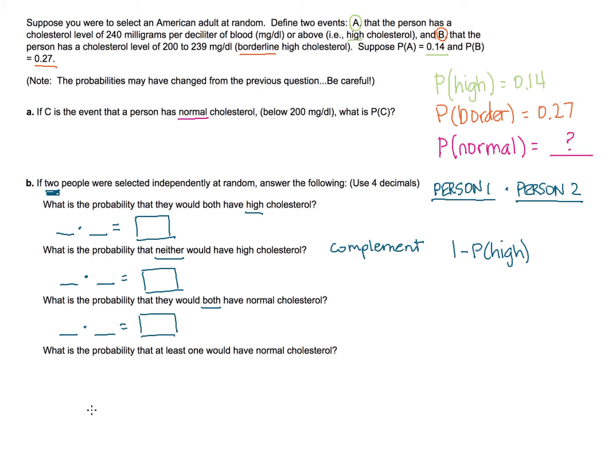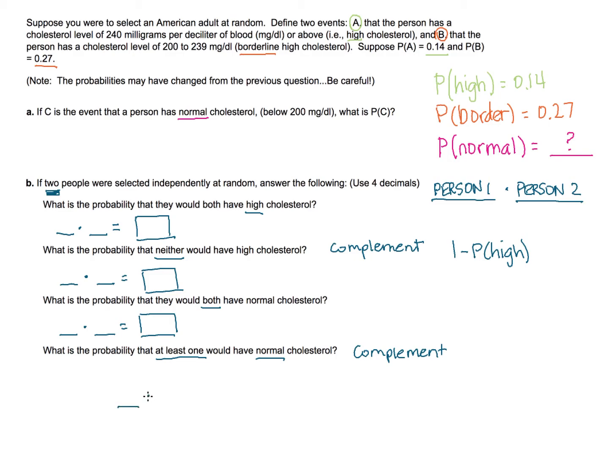And this final one is the most challenging out of all of them. The probability that at least one would have normal cholesterol. So you probably remember whenever we were talking about complements previously that whenever you see something that says at least one, a lot of times it's easier to take the complement of that, which would be none. The complement of at least one is none would have normal cholesterol. So let's think about that.